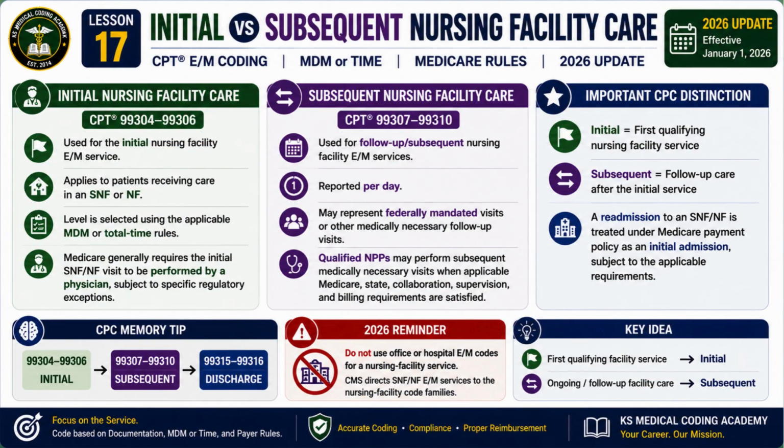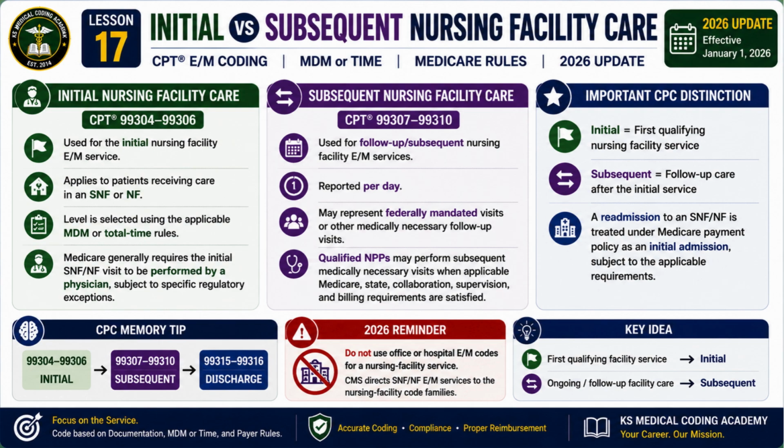Now let's understand the difference between initial and subsequent nursing facility care. Initial nursing facility care is reported with 99304 through 99306. These codes represent the initial nursing facility E/M service and are selected according to the applicable coding rules, including MDM or total time. Subsequent nursing facility care uses 99307 through 99310. These codes are used for follow-up and ongoing medically necessary care after the initial service.